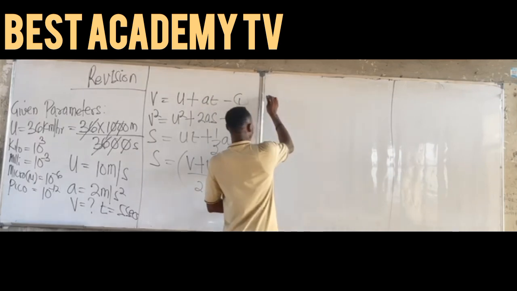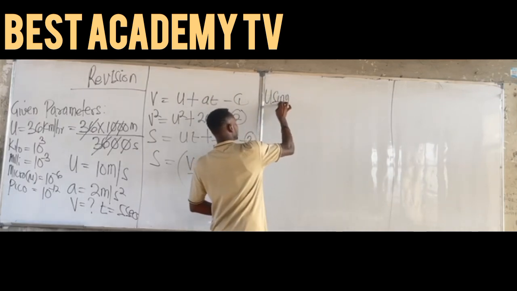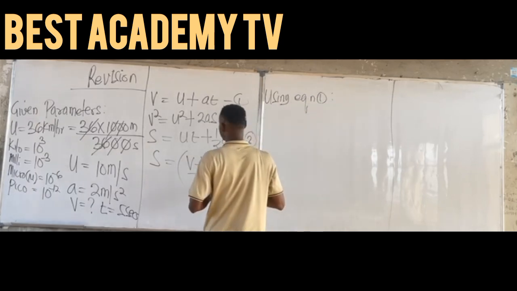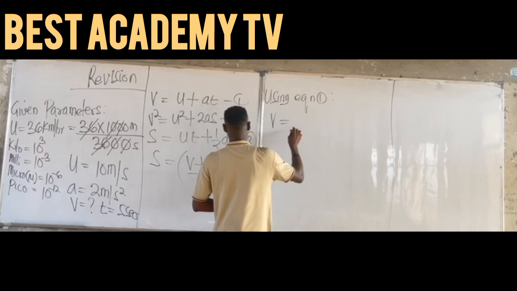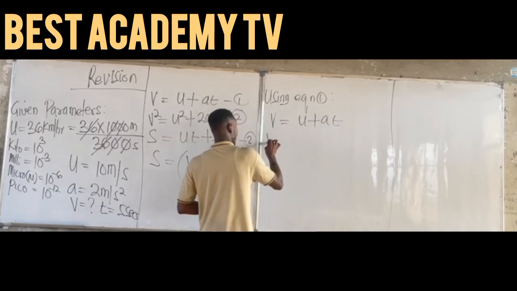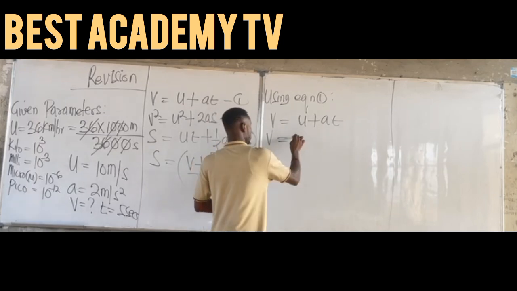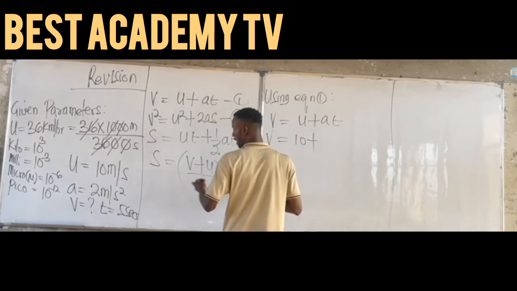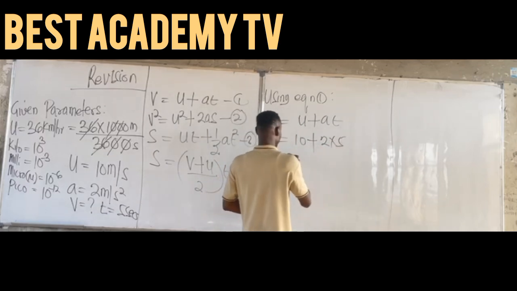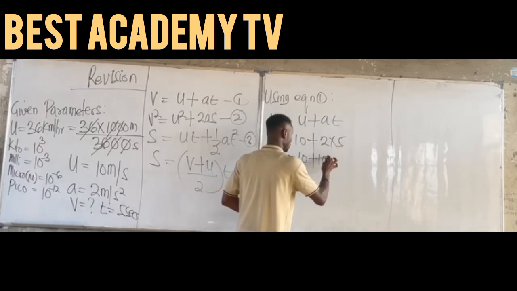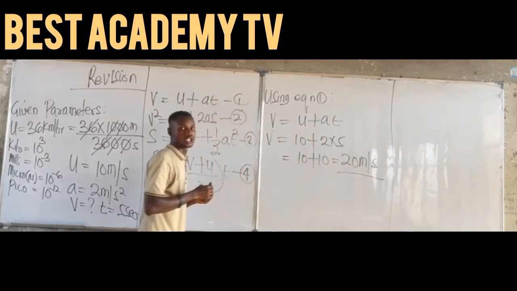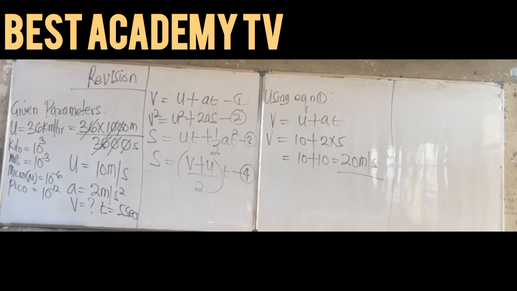So we say using equation 1, that is V is equal to U plus a t. So what is our U here? U is equal to 10 plus. What is our a? It is 2 times. What is our t? It is 5. So this will be equal to 10 plus 10. What is the answer? 20 meter per second. Alright? So this is how we solve the equation of motion of any kind.